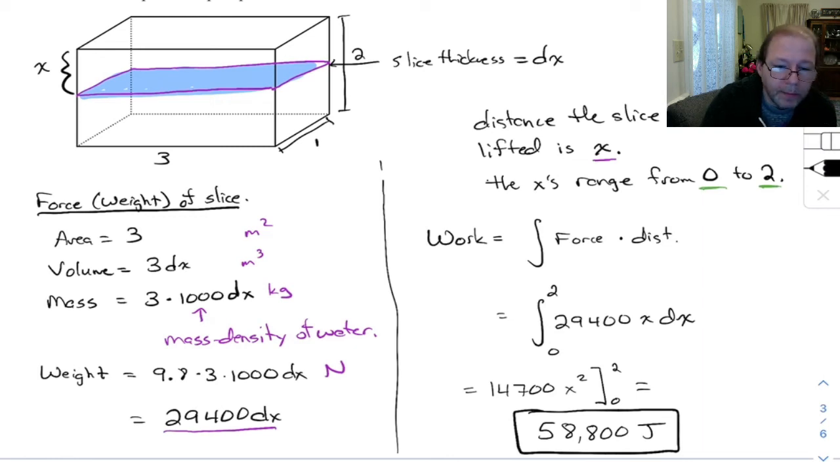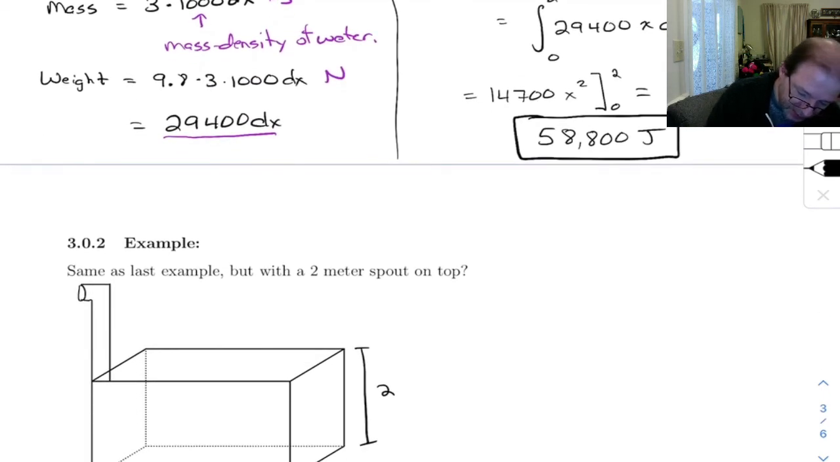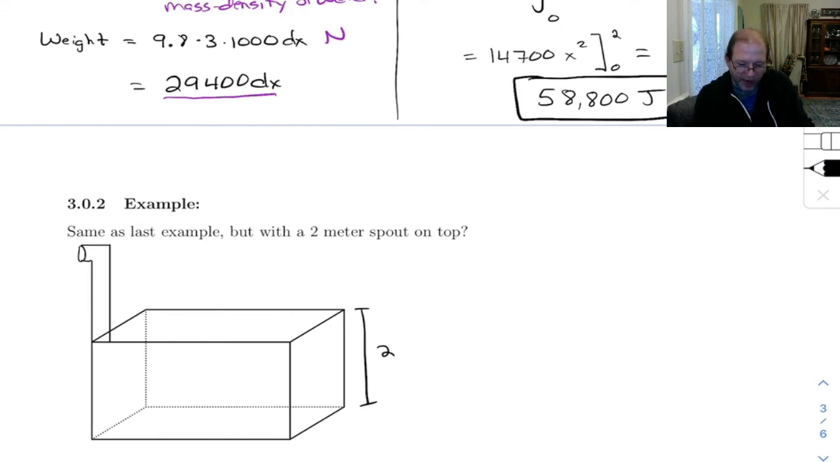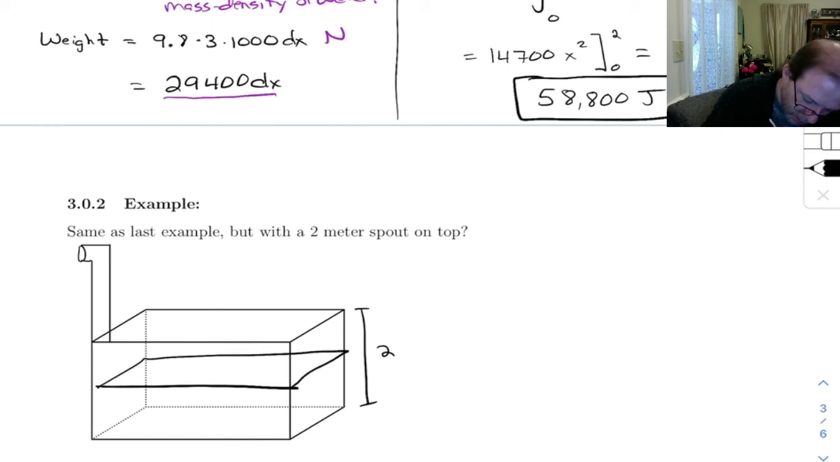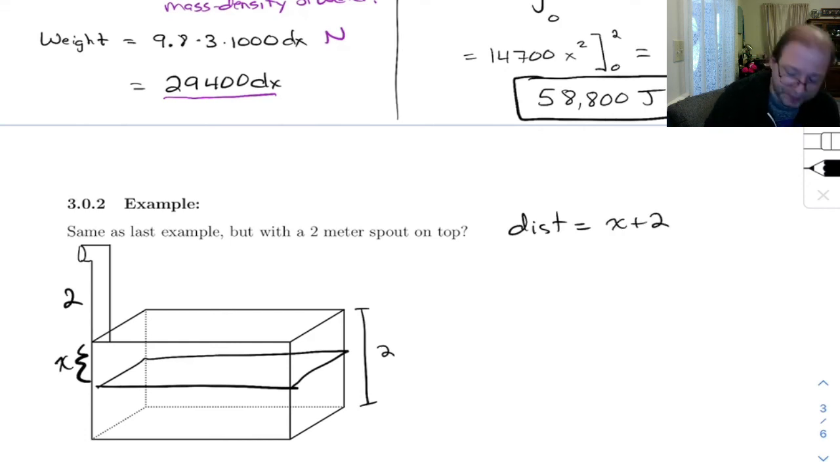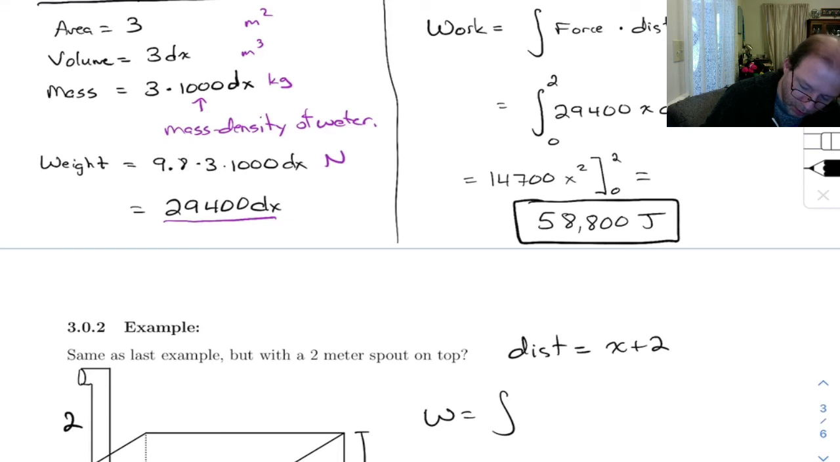All right. This is getting long, but I want to do the next example in this video. This next example says it's the same as the previous one, but with a 2-meter spout on the top. Now, if we drew that same slice in, the only thing that would change is the distance in this case. This is x, and this spout up here is 2 meters, so the distance would be x plus 2 instead of just x. So the work in this case would be 29,400 times x plus 2, and we're still going from 0 to 2.